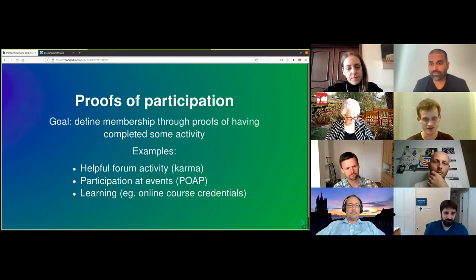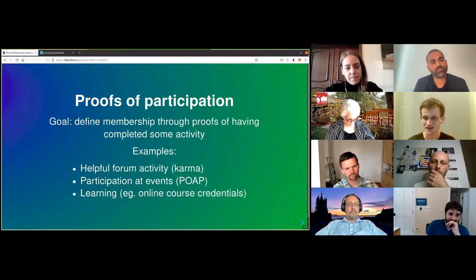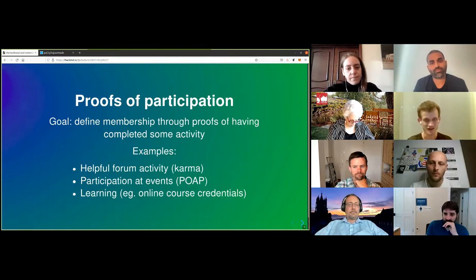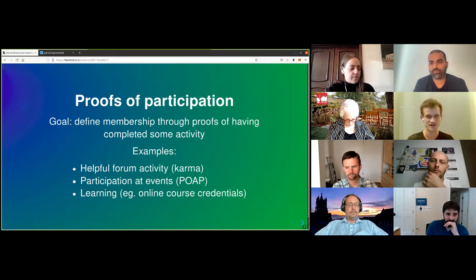Proofs of participation. So this is getting into other kinds of attempts to measure membership that do try to provide different levels of gradation, but within one system, right? So the goal is to define membership in a community through proofs of having completed some activity. So karma is one example of this. Participation at events. So in Ethereum, there's the POAP protocol, the Proof of Attendance Protocol, where a lot of events issue POAP tokens, and you can get a POAP token if you participate at an event. So these are good, and lots of events issue POAP tokens, and if you have lots of POAP tokens, then that shows that you attended lots of events.